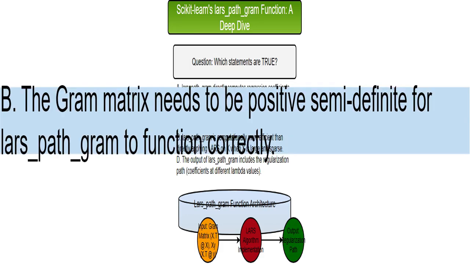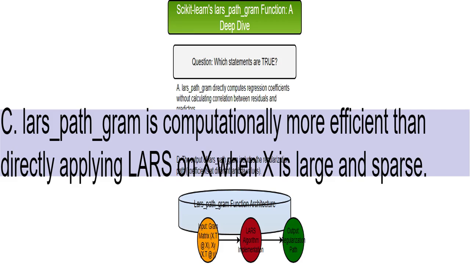This statement is true. A positive semi-definite gram matrix, X^T X, that's the transpose of X multiplied by X, is a must for the algorithm's stability and reliability. Without it, you'll run into numerical problems. I say true. Using the gram matrix offers a significant computational advantage, particularly when dealing with large or sparse X matrices. It dramatically reduces the number of calculations needed.